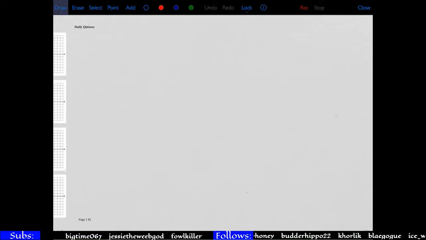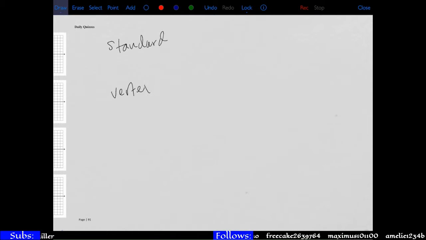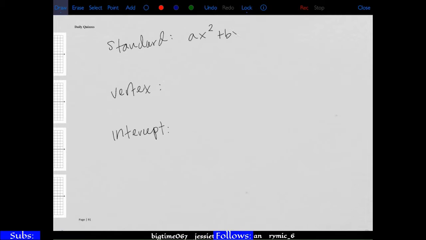Okay. So starting off, solving or converting quadratics. We've got three different forms of quadratics. There's standard form, vertex form, and intercept form. You should know all of these and their general forms. Some people don't yet. It's okay if you don't. It's not mandatory, but knowing them is definitely helpful.